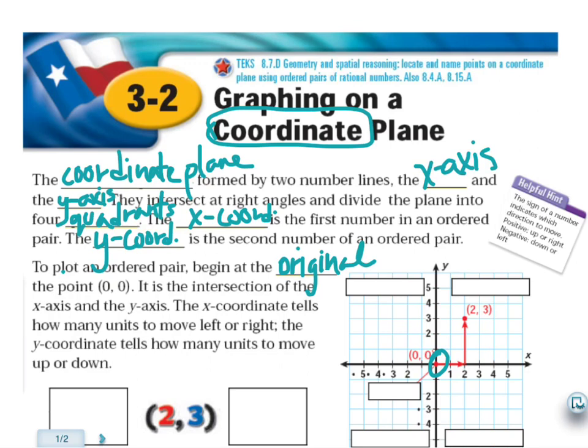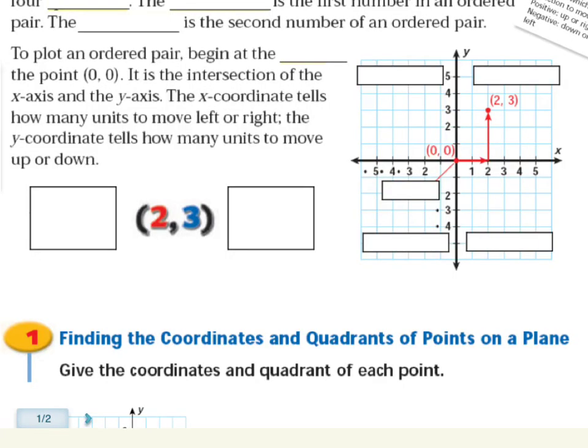Now, whatever your x-coordinate is, it tells you how far to move left or right. Your y-coordinate tells you how far to move up or down. Alright, so here's my coordinate point. The first number is always your x. The second number is always your y. That 2 tells us, notice it's positive. We're going to move right 2 spaces. The 3 is also positive. So the y-axis is an up and down axis. We'll talk about that a little bit more in a second too. Since it's positive, we're going to go up 3.